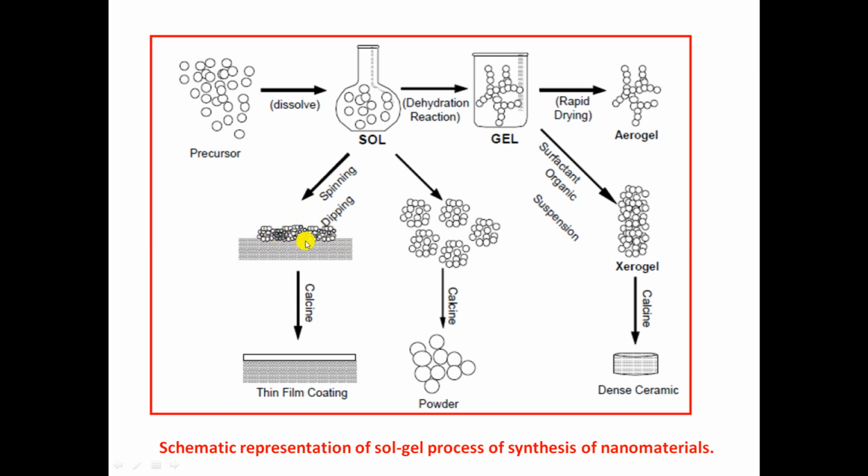Otherwise, we dip the base material in the sol solution so that it creates a thin film on the surface of the base material. After calcination, whatever coating is deposited on the surface of the base material forms a thin film of nano material on the surface of the base material.